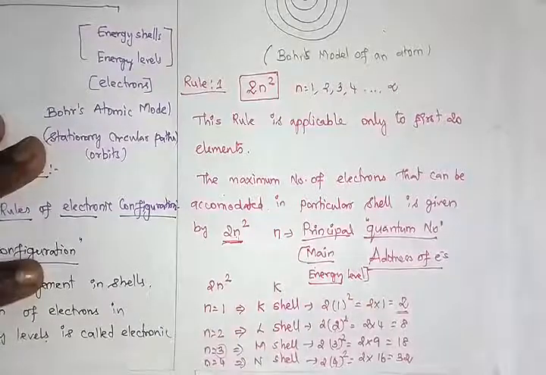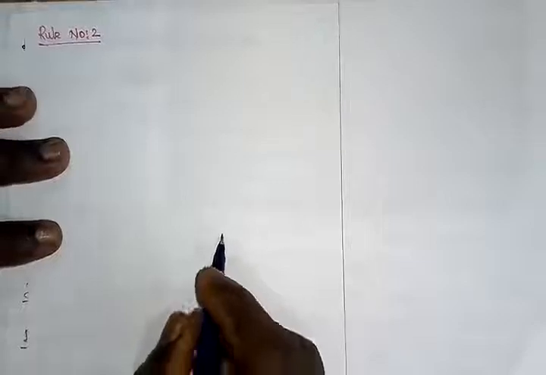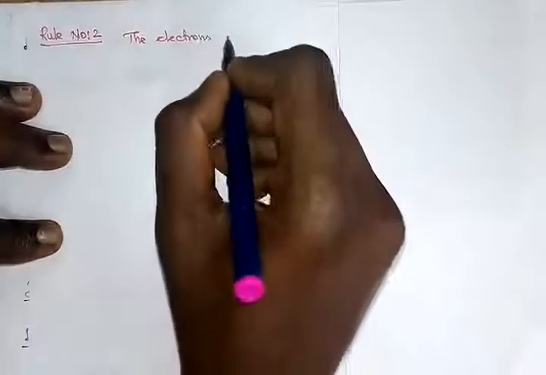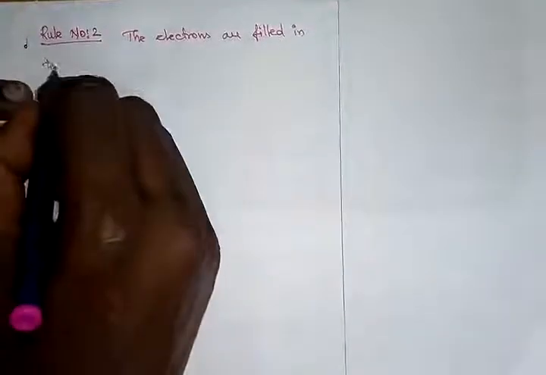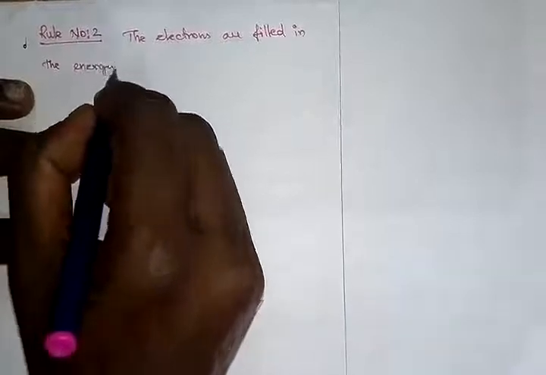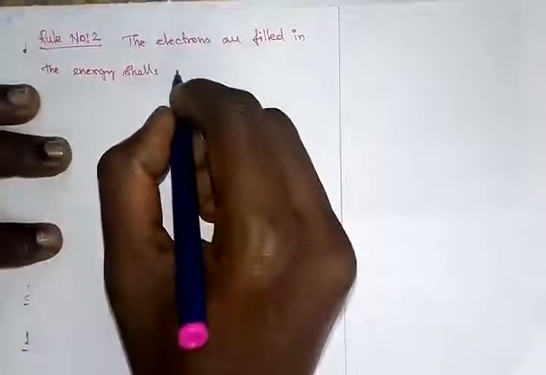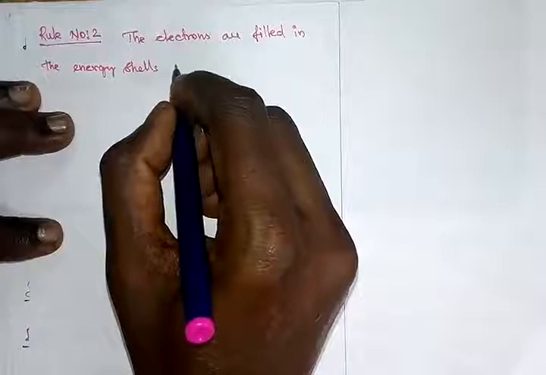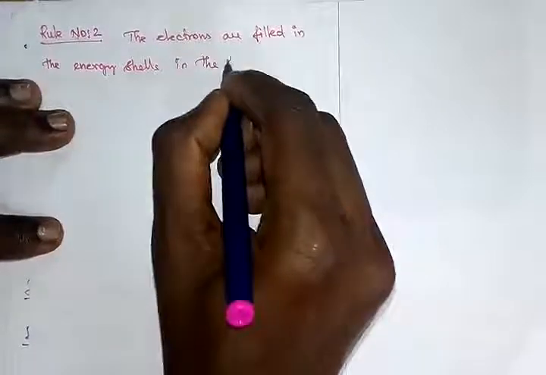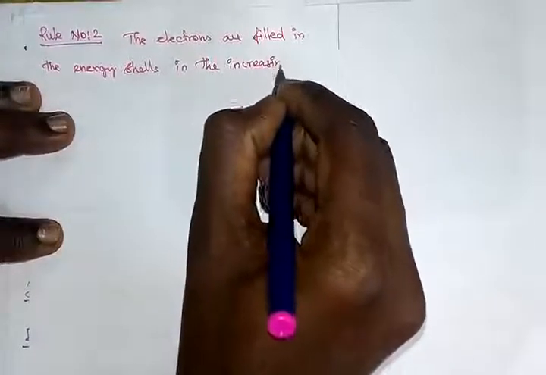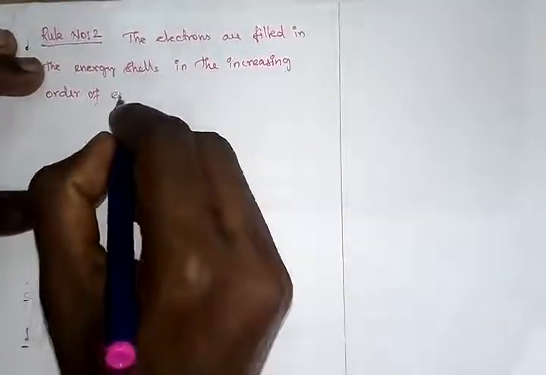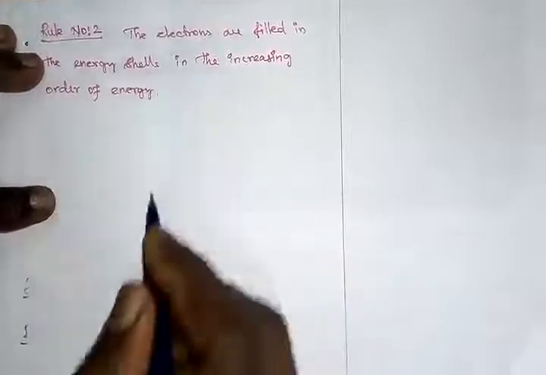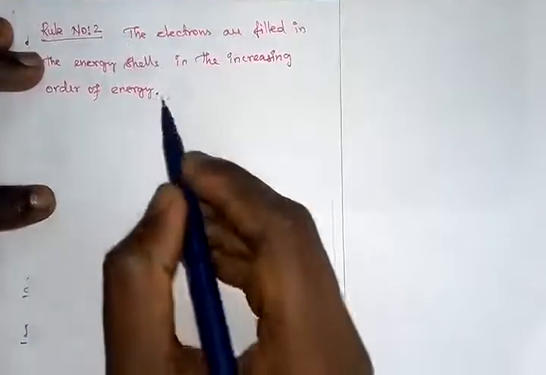So learn this. The next point, rule number 2: the electrons are filled in the energy shells in the increasing order of energy. This phrase is important, increasing order of energy. So this is the idea I'm talking about. What is meant by increasing order of energy?